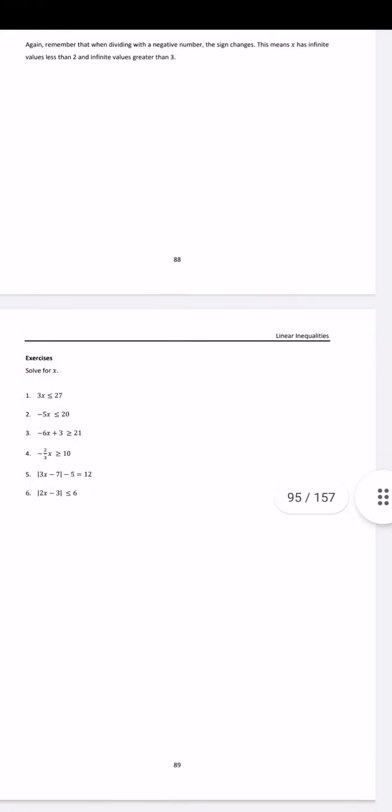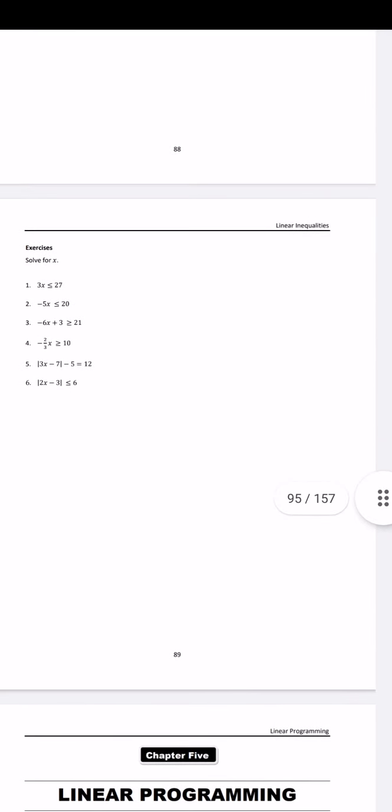So that's basically it. As we now conclude our lesson for today, I want you to work through these exercises from 1 all the way to 6. Solve for x, and see if you make meaning out of all these things and get them right.